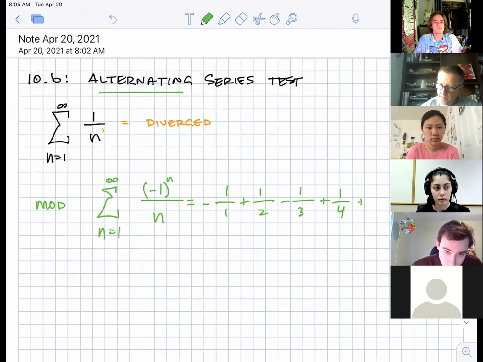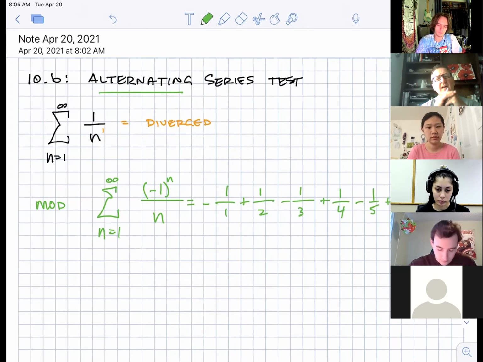One more term, that would be a minus 1/5, and then it goes on forever. What's your sense of that? Do you think that's going to converge? I say sense because we're not really sure, but do you think that's going to converge or diverge thanks to that modification?